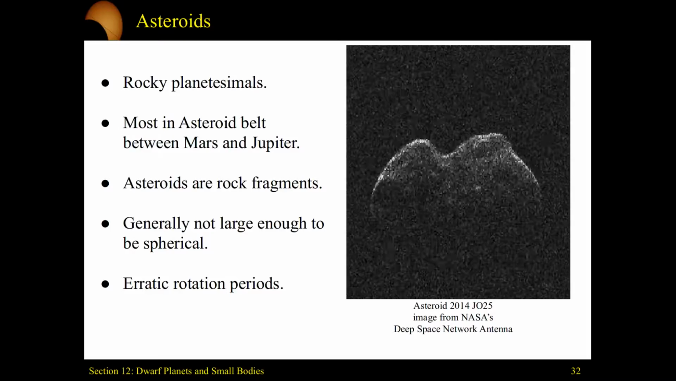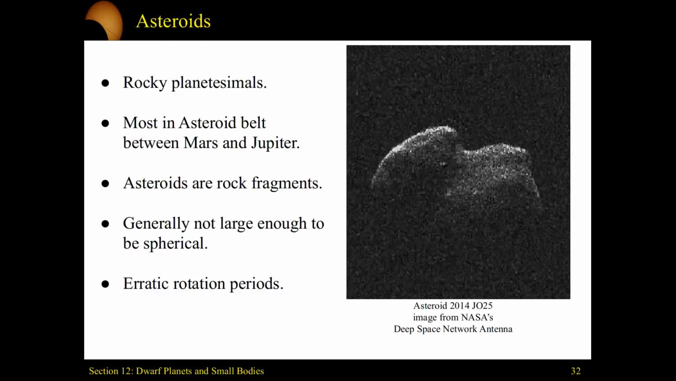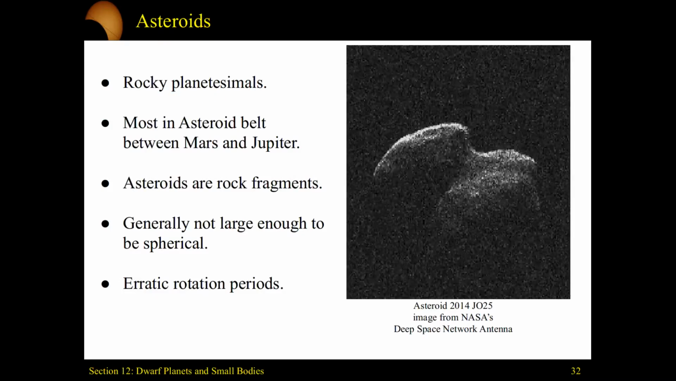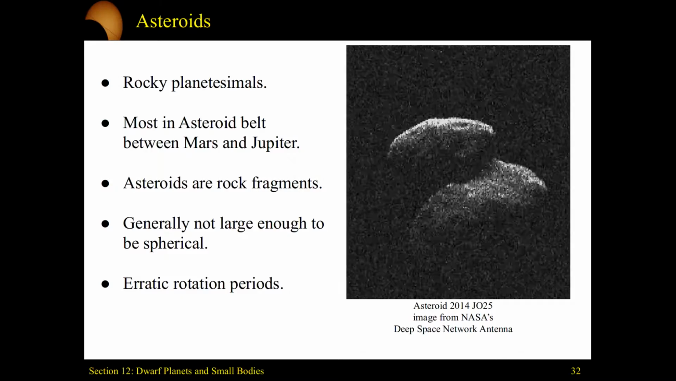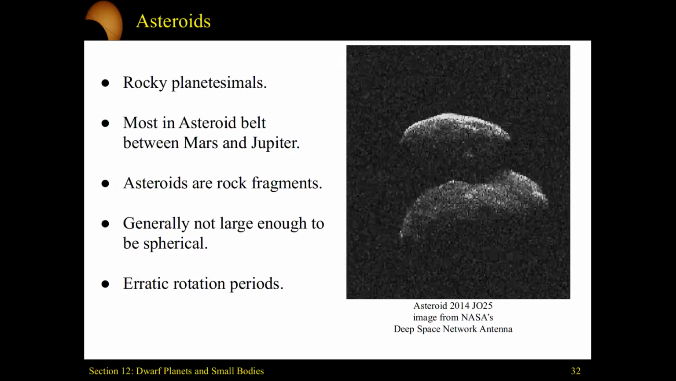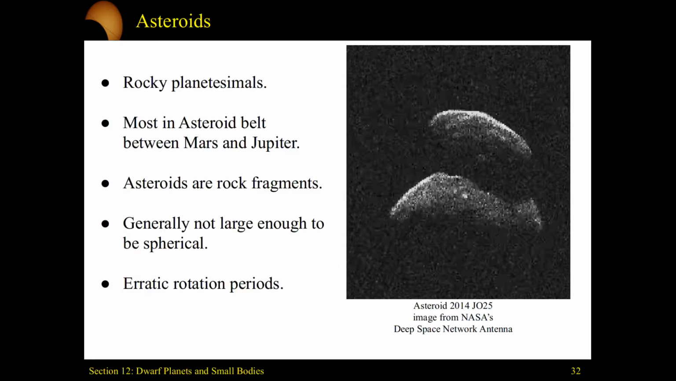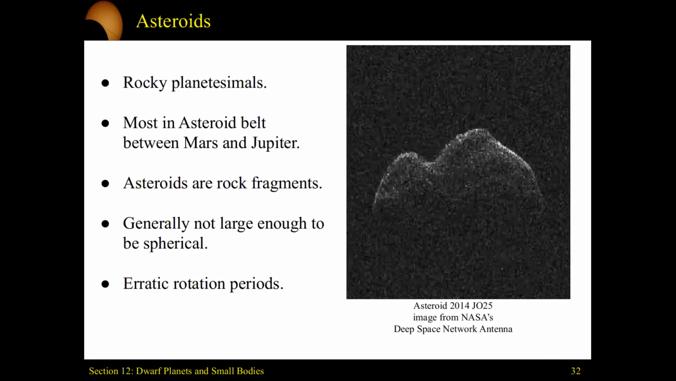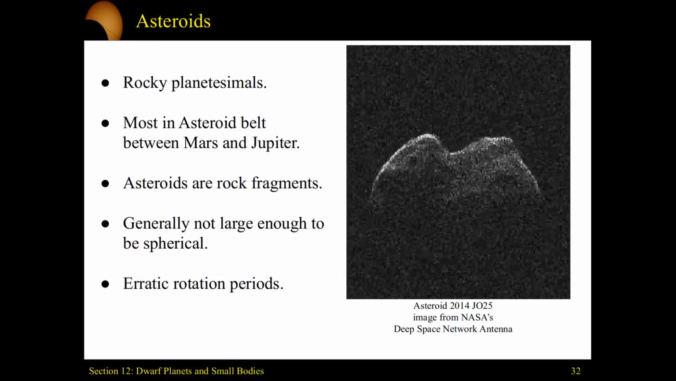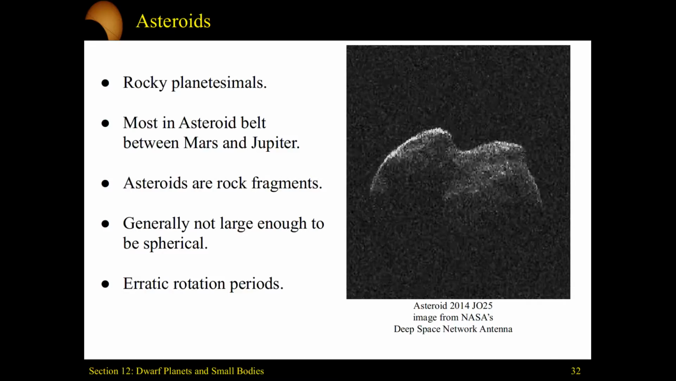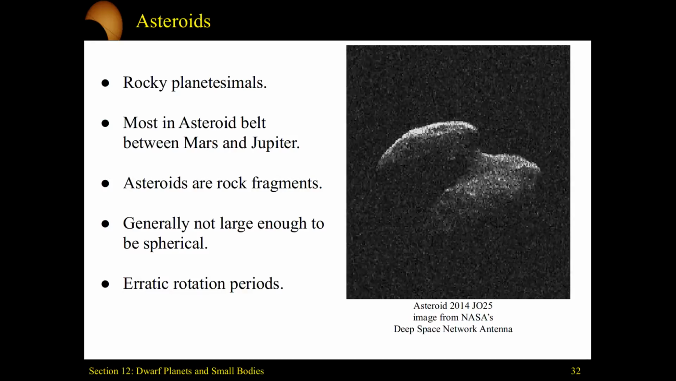Let's bring our discussion over to the asteroids now, and these are going to be rocky planetesimals. Most of the asteroids exist in the asteroid belt of our solar system, and basically they're rock fragments, maybe some heavier metals in them. What we'll find in conventional asteroids is that they're just not big enough to have these spherical shapes. We have asteroid 2014 J025, which is rotating around in a very erratic fashion. It looks almost like two rocks glued together, and so it has this crazy kind of tumble as it rotates around.